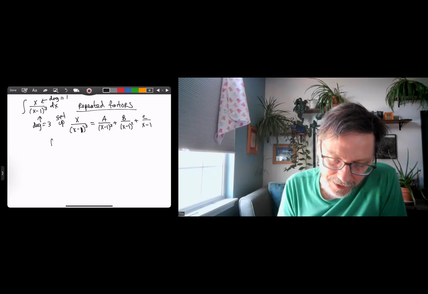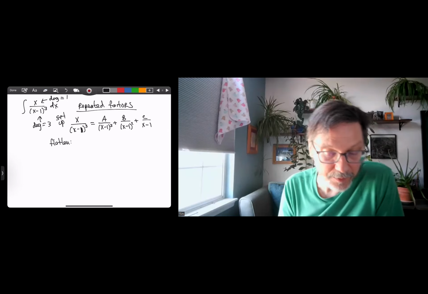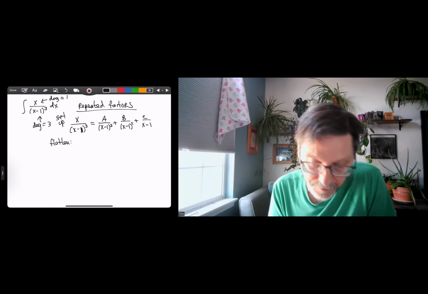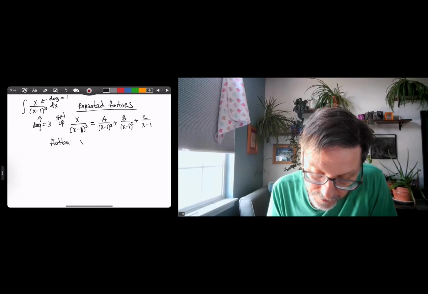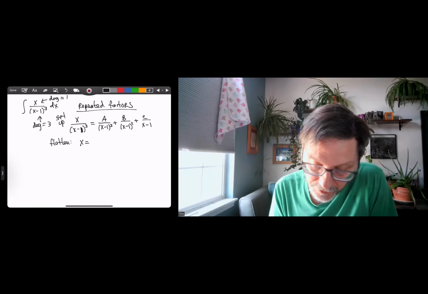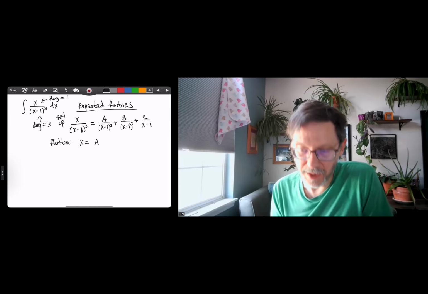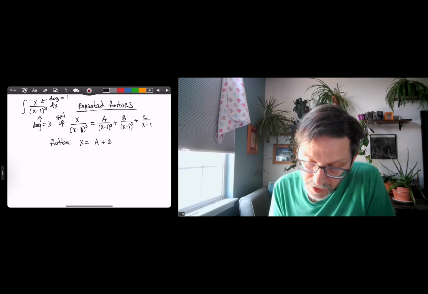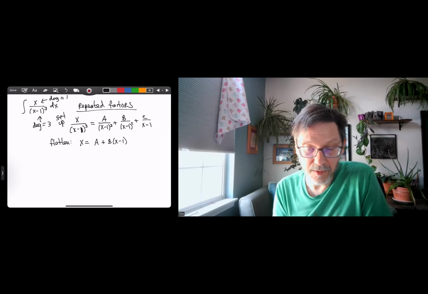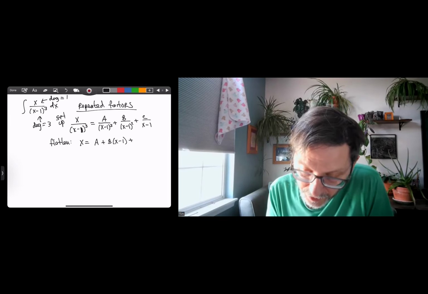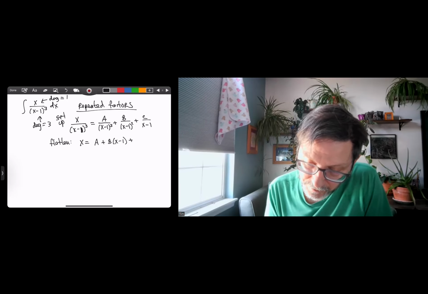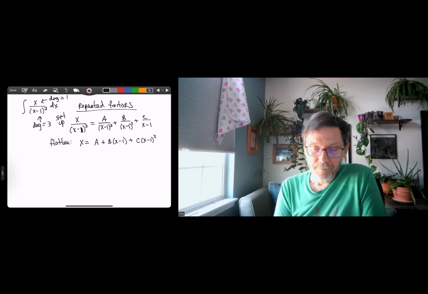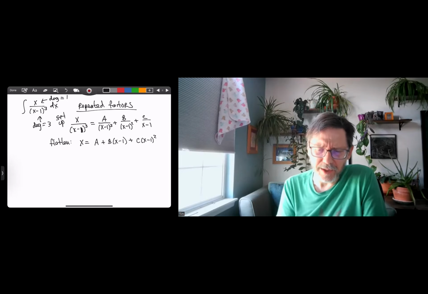And let's do the flattening. So I'm going to multiply through by x minus 1 cubed. And when I do that, the left side just becomes x. And then I've got a completely cancels, plus b times, I'm left with an x minus 1, the first power. And then when I multiply through on the c term, I get c times x minus 1 squared. All right, doesn't look too bad, right? Nice, everything's all factored and pretty.